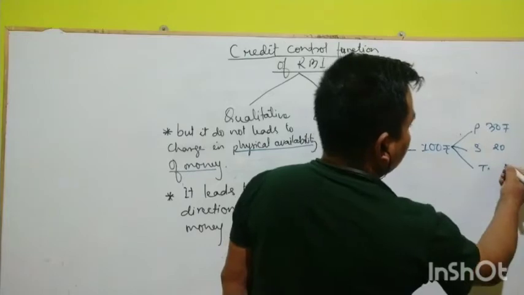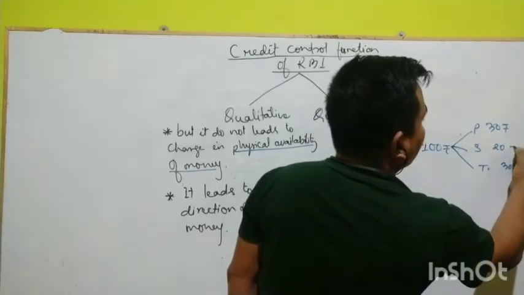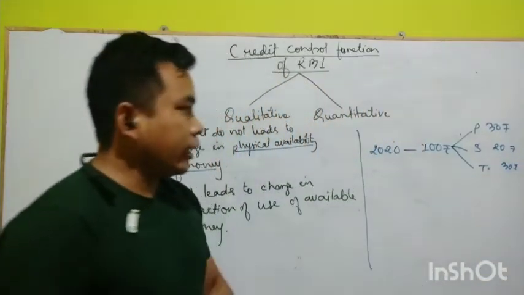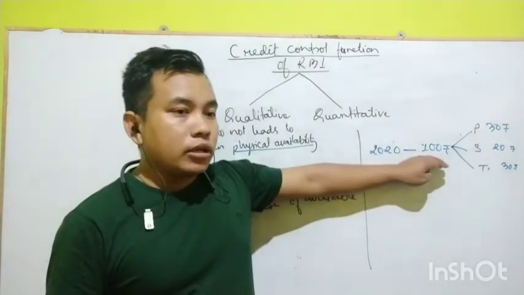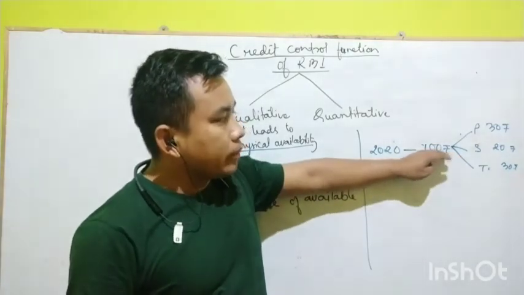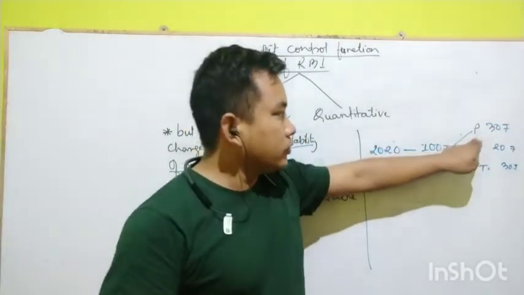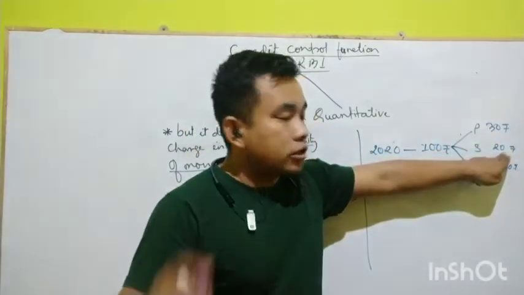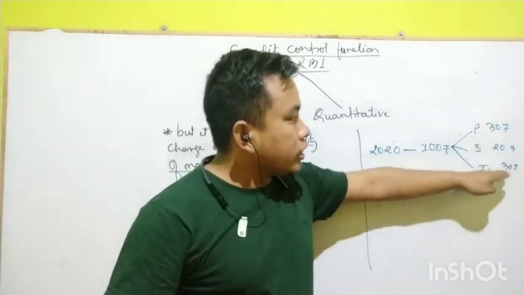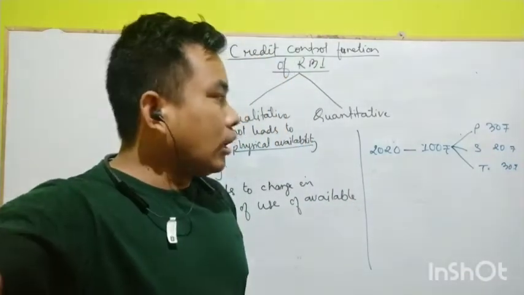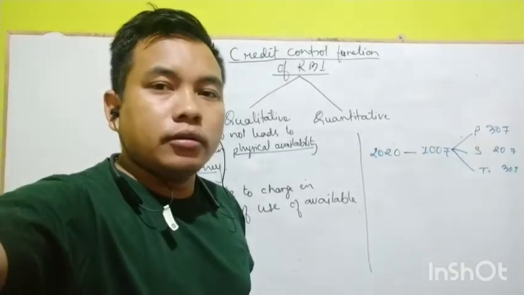So in 2020, the money supply is 30 rupees in the primary sector, 20 rupees circulates in the secondary sector, and 30 rupees in the tertiary sector. Let's assume that.